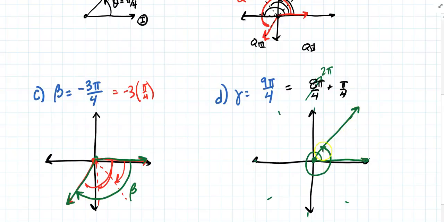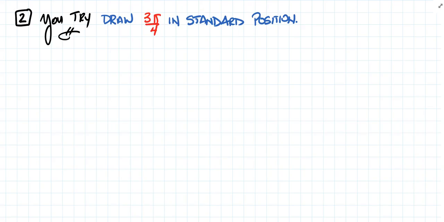So this angle here, notice how it does snail out or wrap around. You're allowed to do that. So that would be your 9 pi over 4. And there's box 1. Okay, here's a you try. Draw 3 pi over 4 in standard position.